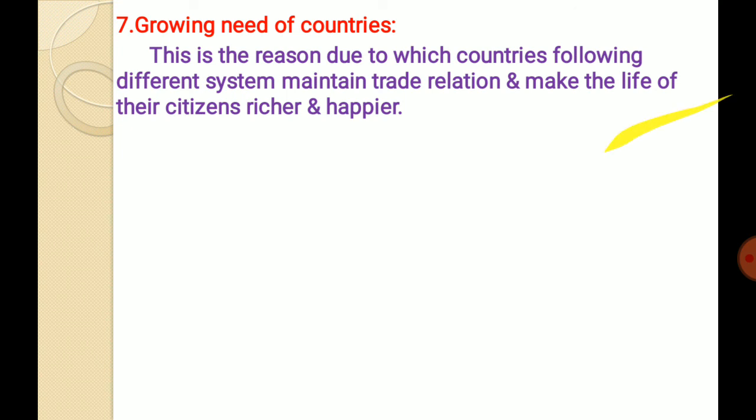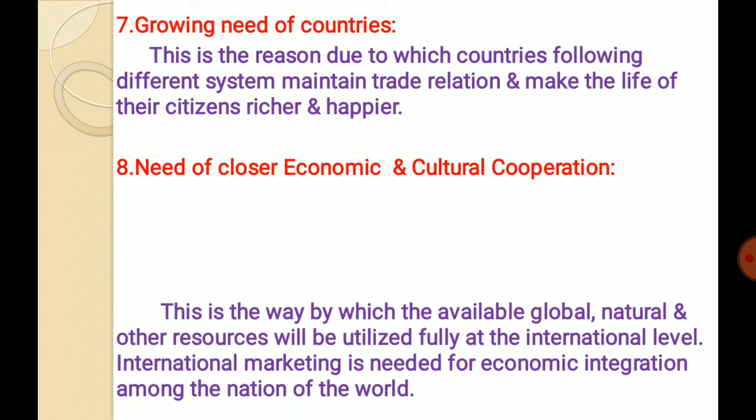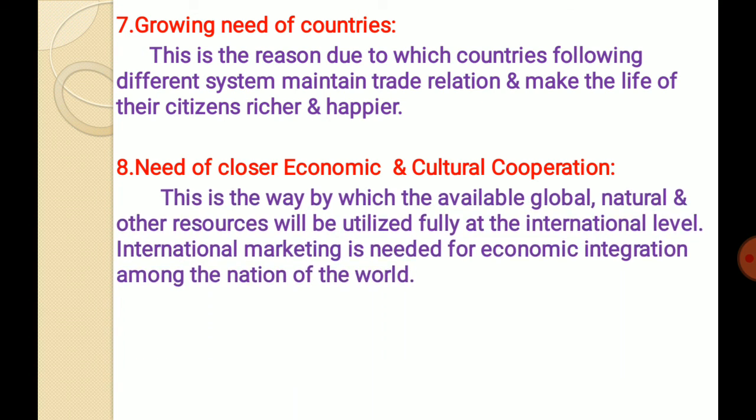Next one, need of closer economic and cultural cooperation. This is the way by which the availability of global natural and other resources will be utilized fully at the international level. International marketing is needed for economic integration among the nations of the world. One country has a surplus of natural and other resources. They fully utilize that and market their product.